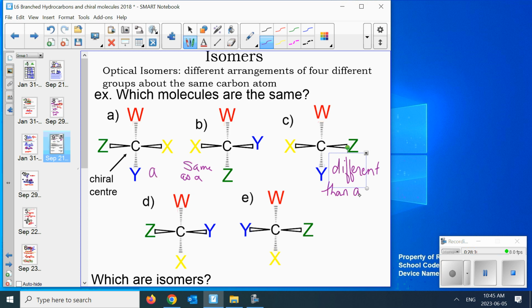So, as long as it has four different attachments to the center carbon, the other things could involve carbons too. If you have CH2, CH3, like an ethyl group, one could be a methyl group, and one could be something else.